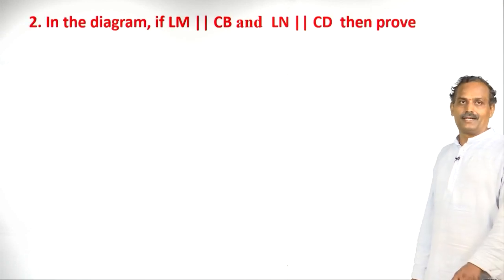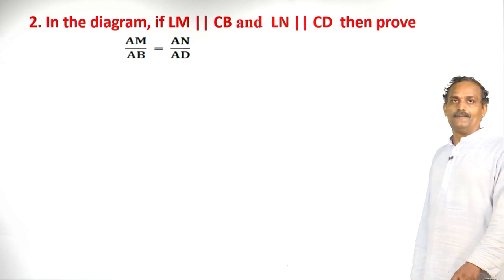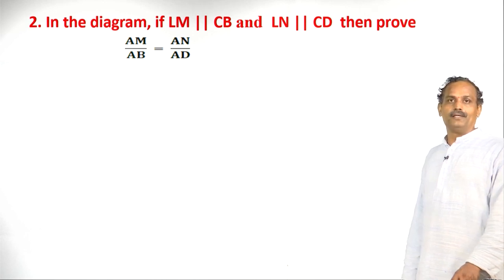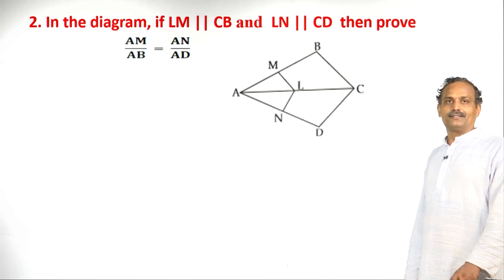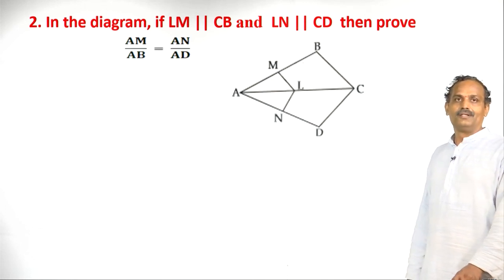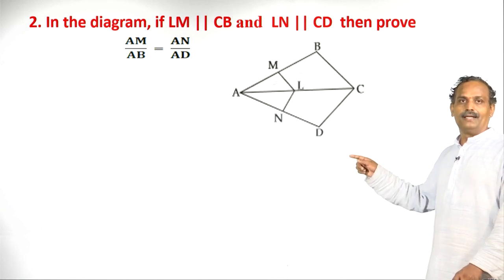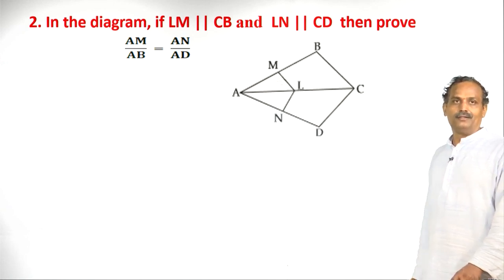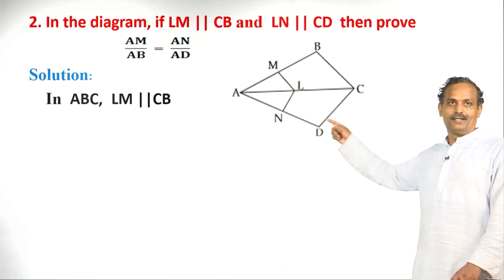So let us consider the second problem. In the diagram, if LM is parallel to CB and LN is parallel to CD, prove AM by AB is equal to AN by AD. Let us analyze the diagram, let us read the diagram. In triangle ABC, ML and BC are parallel on the top, and LN and CD are parallel, it is given. So in triangle ABC, LM is parallel to CB, it is given.